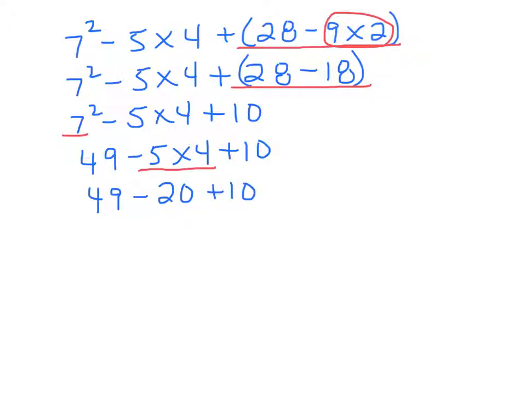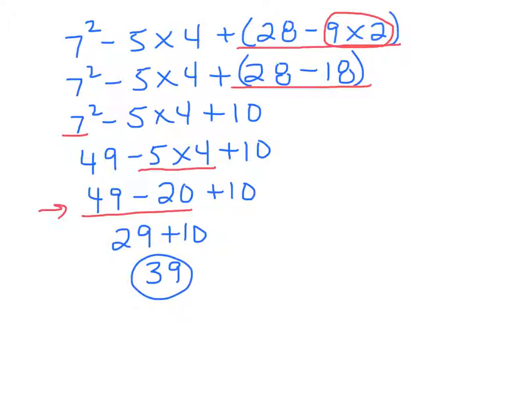Now all I have left is addition and subtraction. If all I have left is addition and subtraction, I am just going to go in order from left to right. So 49 subtract 20 gives me 29, and then add the 10. So my final answer to this problem is 39.